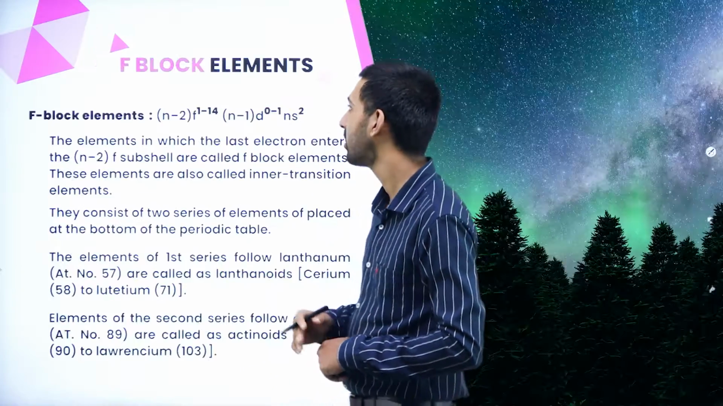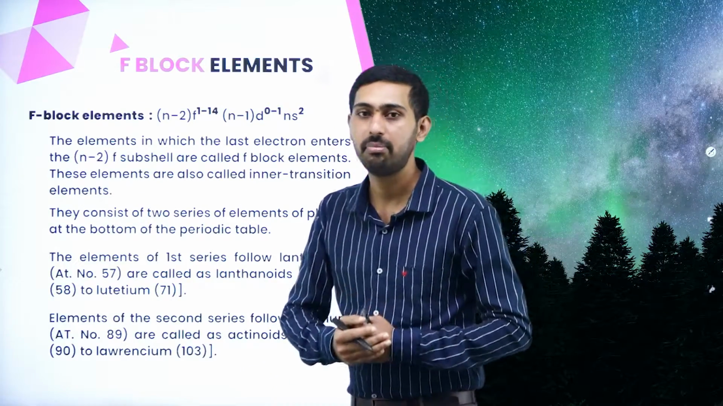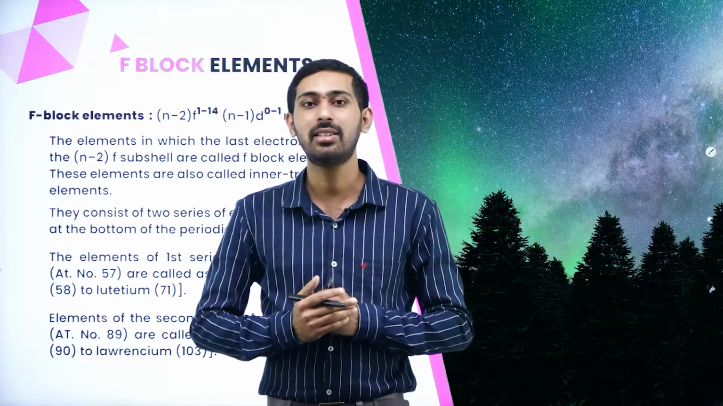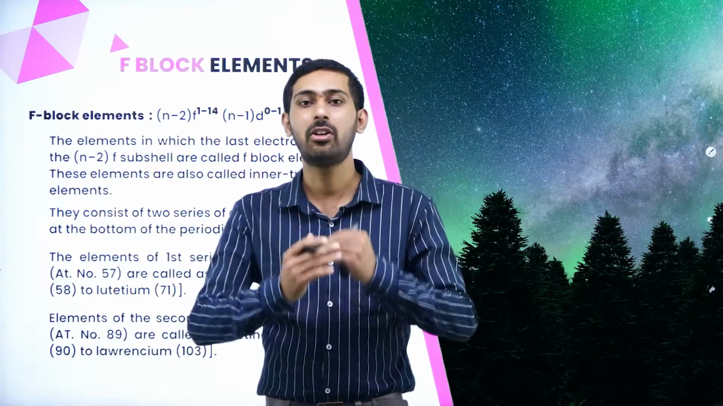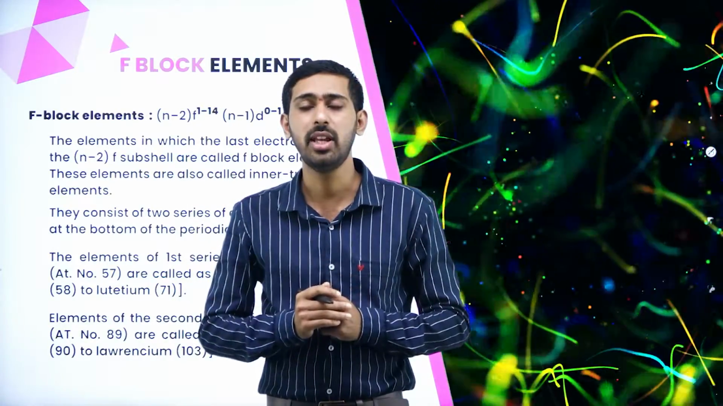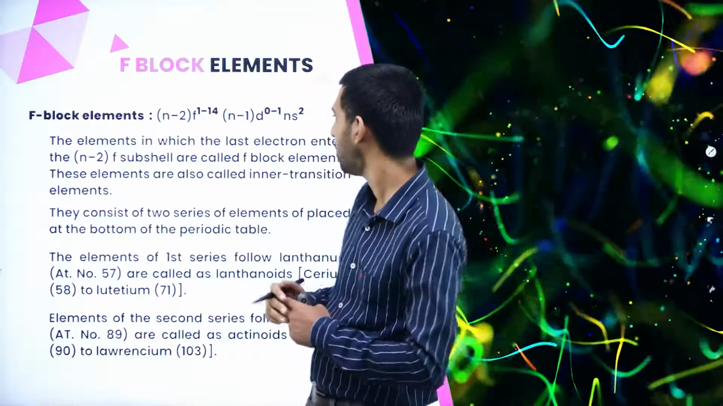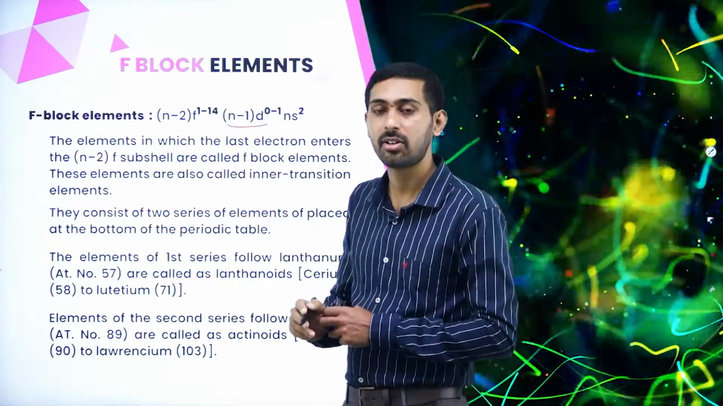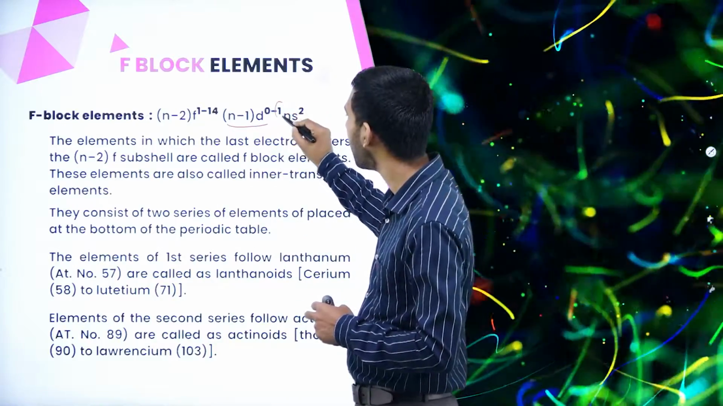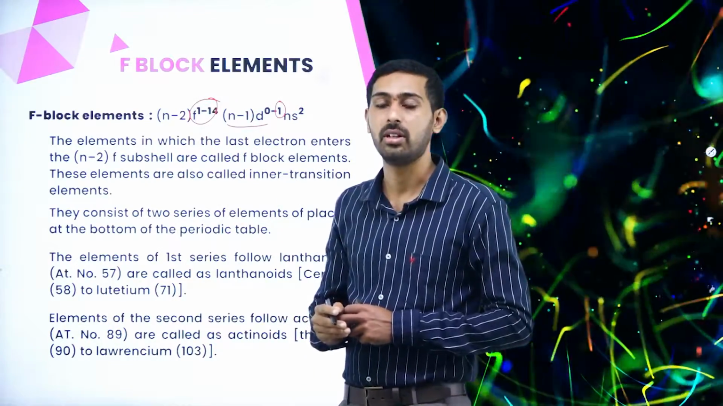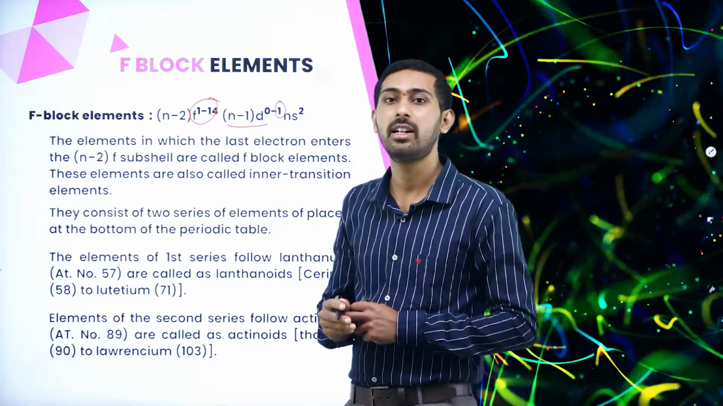Next is f block elements. Here f block elements are also called inner transition metals. Why are these elements considered inner transition metals? Because here the last electron enters the antepenultimate shell. The d orbital has a capacity of 10 electrons, but we fill only 1 electron to the d orbital and the remaining electrons are filled to the f orbital. So that is called the antepenultimate shell.